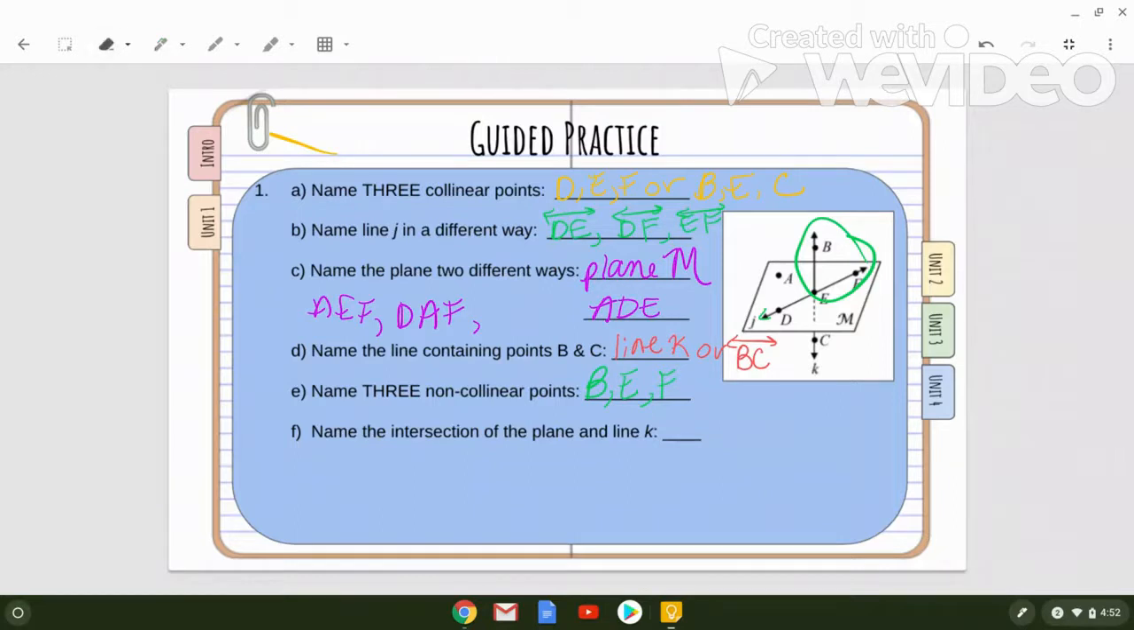And then finally, where does the plane M, that flat surface, and line K touch each other? Where do they intersect at? Well, they intersect here at point E because that straw hits the flat surface at E.